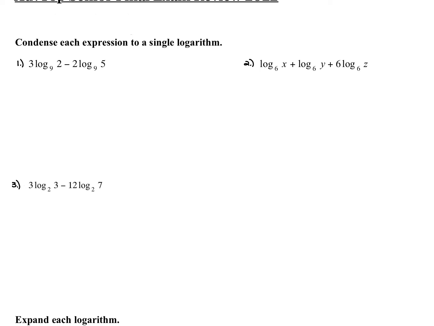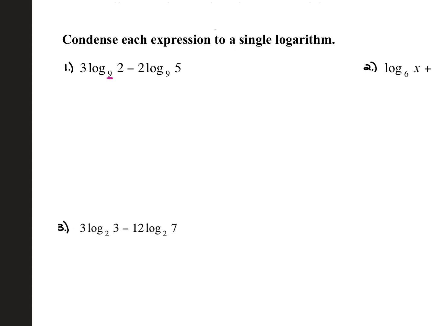When we condense these, we want to bring the number in front of that log to be the power on the big number. And then we want to undo any addition or subtraction or represent it with multiplication or division. So for number 1, we have 3 times log 9 of 2 minus 2 times log 9 of 5. Your base on both of these is the 9, which is what we're looking for.